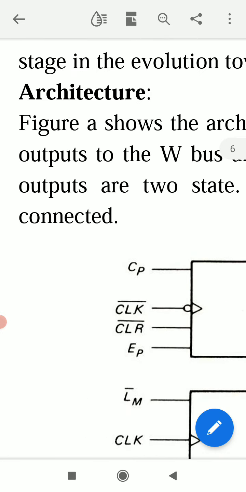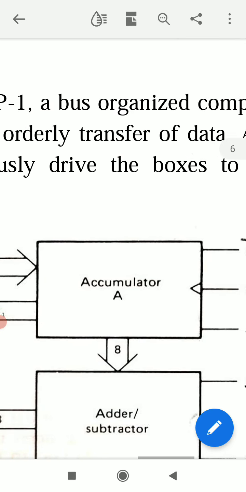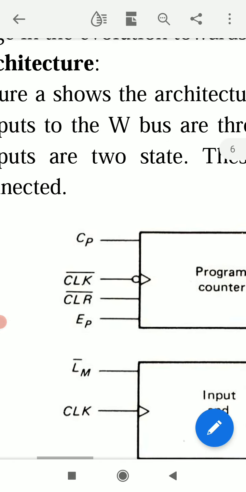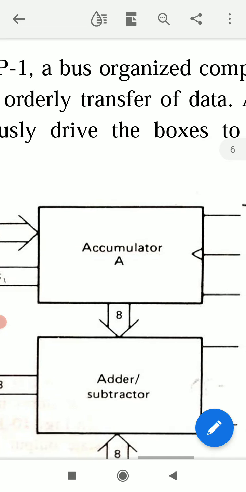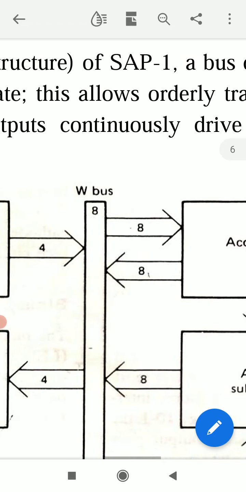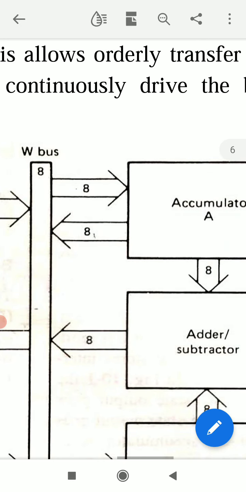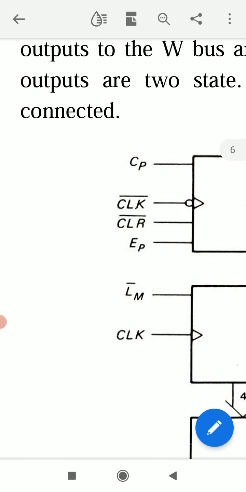First important topic is its architecture. Architecture of SAP-1. This figure shows the architecture of SAP-1. It is a bus organized computer. All register outputs to the W bus are 3 state. This allows orderly transfer of data. All other register outputs are 2 state. These outputs continuously drive the boxes to which they are connected.